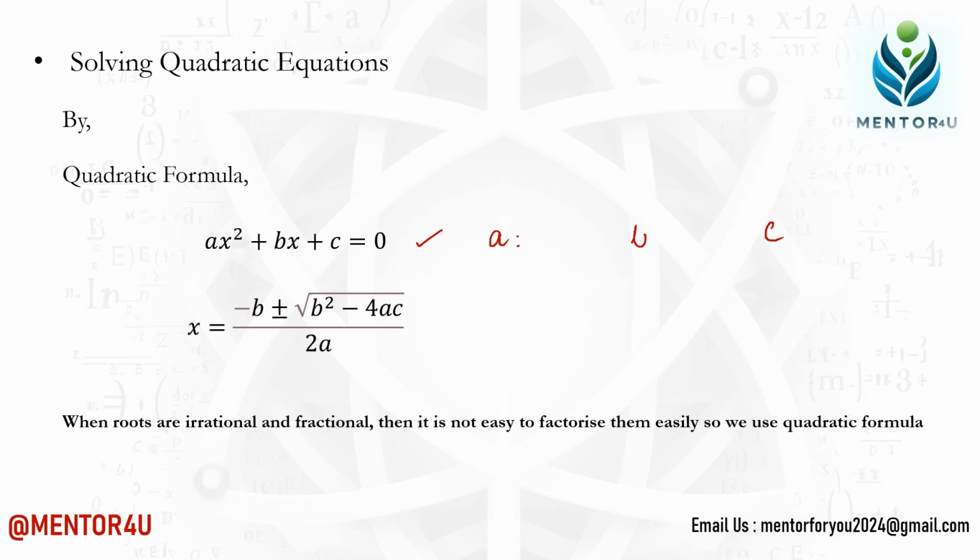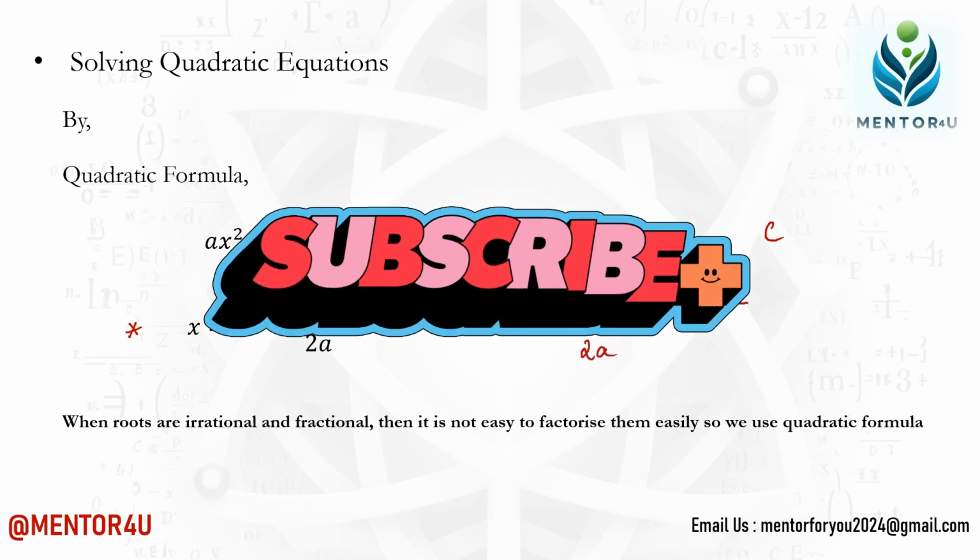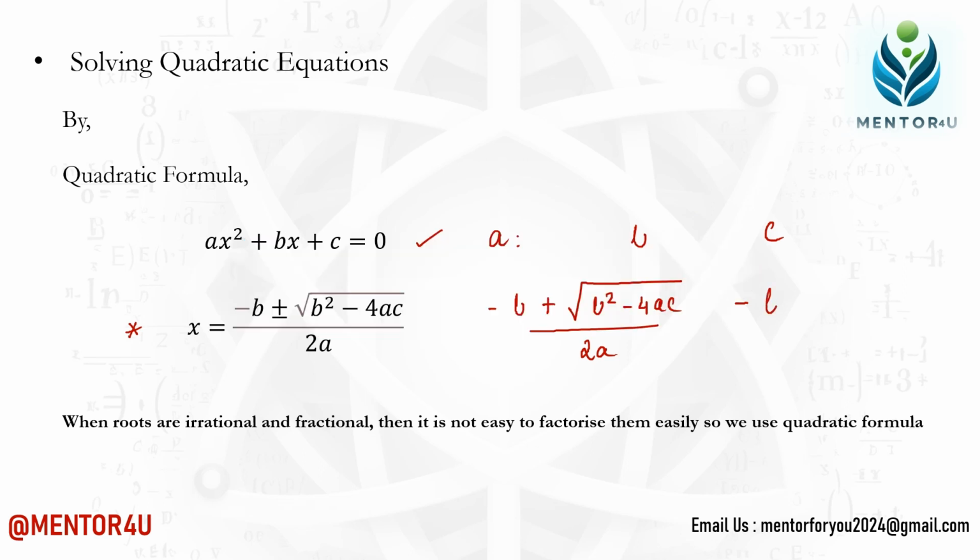So if that is the quadratic equation, then the roots are going to be minus b plus and minus root of b square minus 4ac, the whole divided by 2a. Since it's a quadratic equation, we will have two roots. That plus and minus basically defines that we have two roots. One root is minus b plus root of b square minus 4ac divided by 2a, and the other root is just the opposite of it, the conjugate of it: minus b minus root of b square minus 4ac divided by 2a.